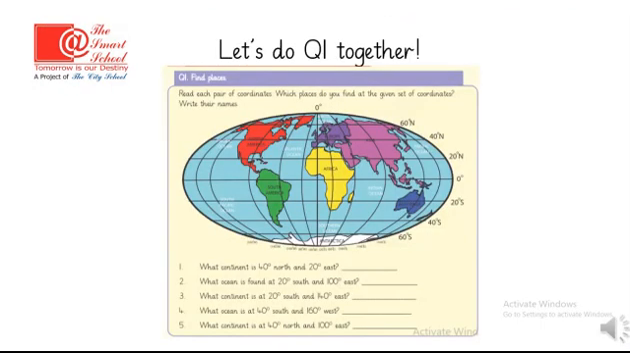So I hope that finding the intersection of longitude and latitude for the given addresses is really very clear to everybody. And now let's do question number 1 together.